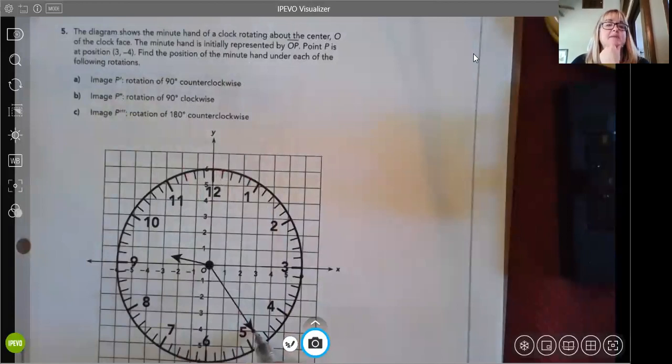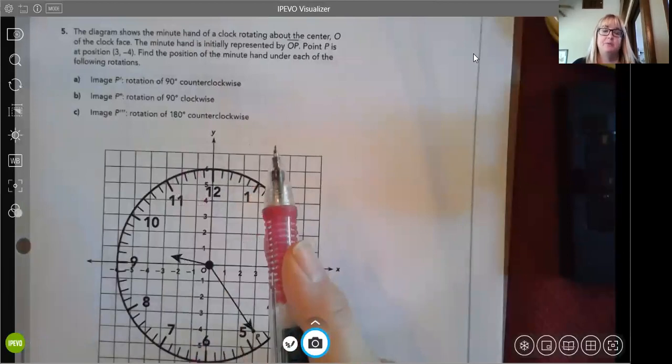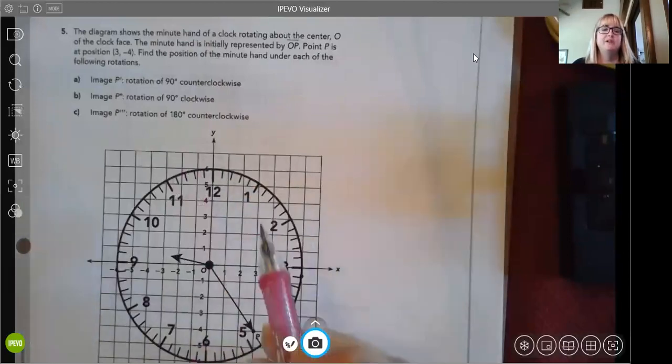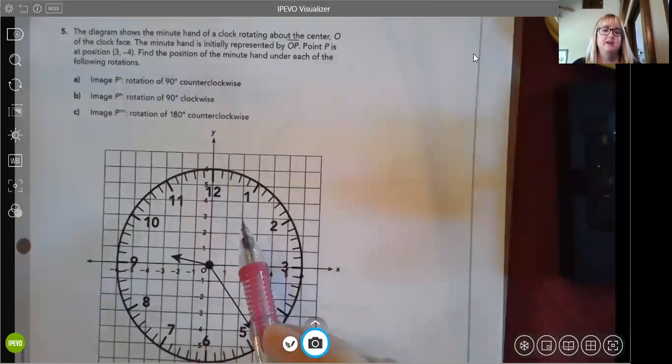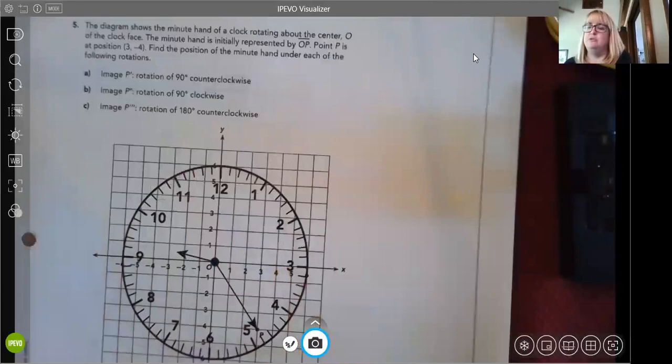Find the position of the minute hand under each of the following rotations. Image P prime, you're going to rotate P 90 degrees counterclockwise. So we're going to move this way 90 degrees. P double prime is a rotation of 90 degrees clockwise. And then P triple prime is 180 degrees. So can you figure out where all these P prime, P double prime, P triple prime are? So figure out where they are. I will tell you it's going to be one in here, one in here, one in here. All right, that's number 5. I would like for you to do that one.